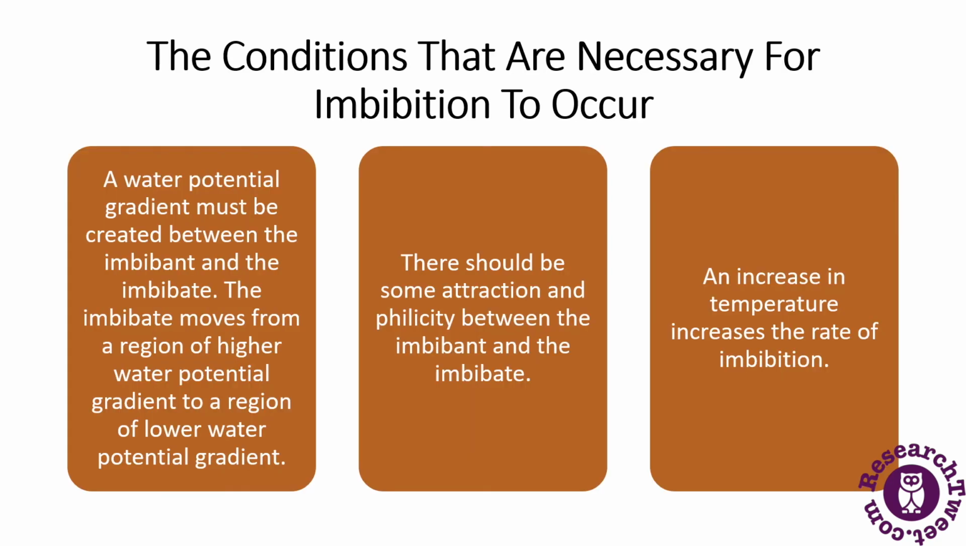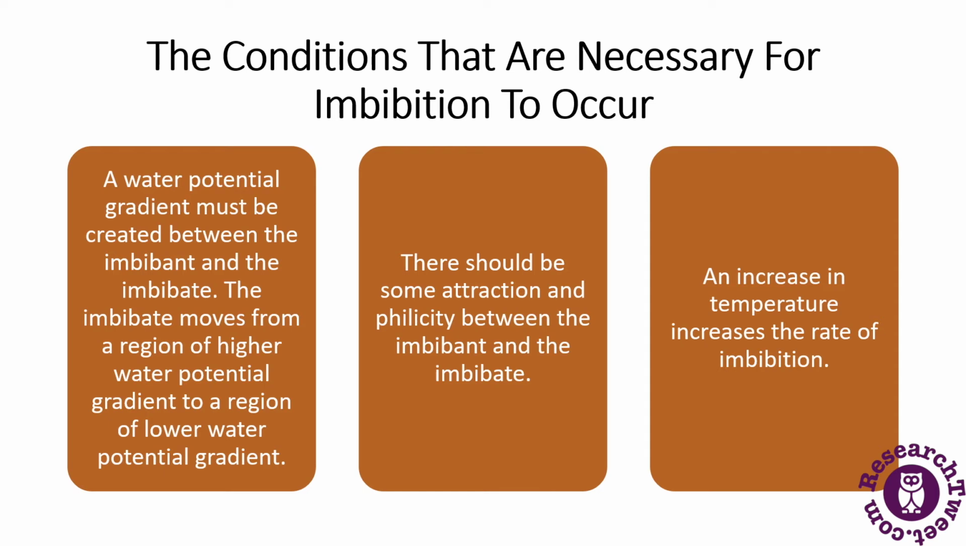Now next we will discuss the conditions that are necessary for imbibition to occur. First, there should be a water potential gradient created between the imbibate and the imbibant. The water moves from a region of higher water potential to a region of lower water potential. This is the first condition. The second necessary condition is there should be some attraction or affinity between the imbibant and the imbibate. This is the second most important condition.